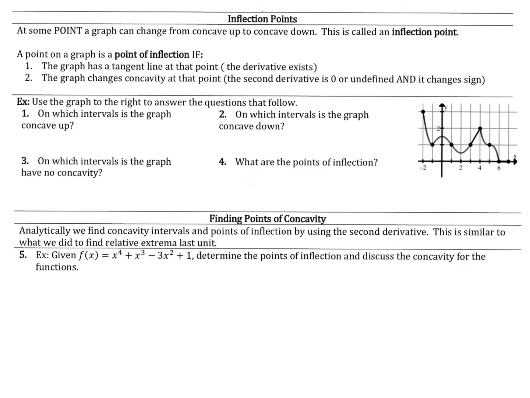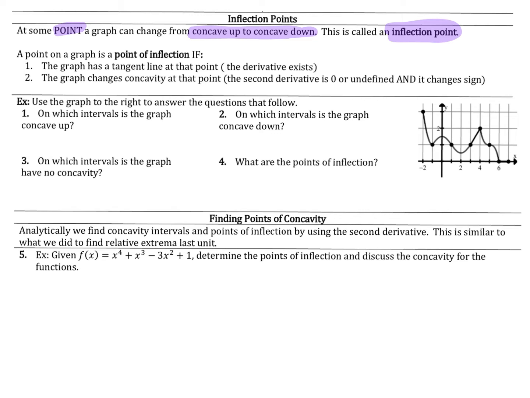So these points where the graph is changing concavity are called inflection points. At some point, a graph can change from concave upward to downward or vice versa. The way that we identify them from a graph is just trying to see that point where it's starting to change concavity. And we're going to talk about how to find it from an equation or from the function itself as well.